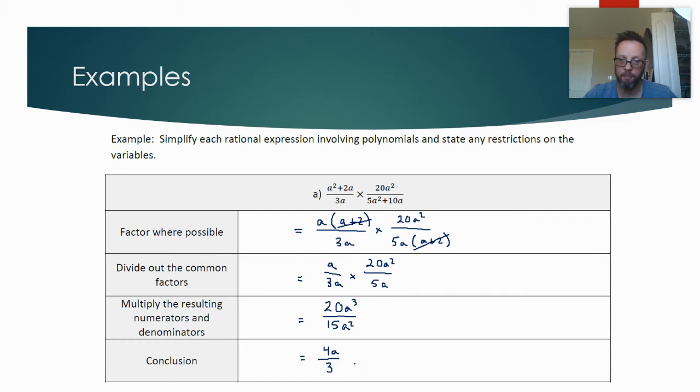And we have some restrictions. What makes this bottom 0? A can't be 0. What makes this bottom 0? Hard to tell initially, so we look to the factored form, and then we can see a can't be 0, which we've got, or minus 2. So you can write that out in 2 separate ways like that, or you could probably write out a can't be 0, comma, minus 2, something like that, whatever you prefer.